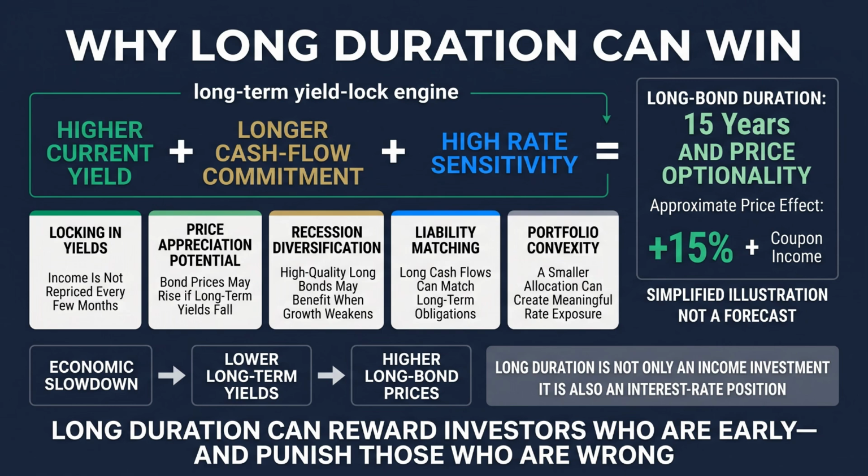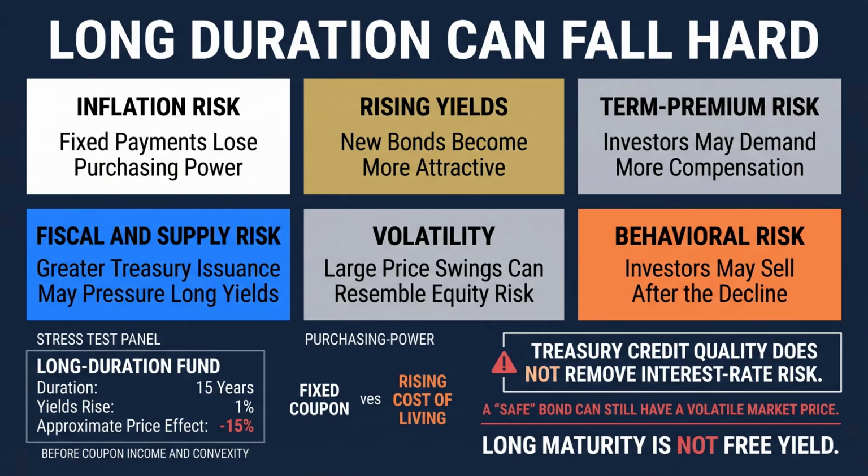But long duration is not merely an income investment, it is an interest rate position. The investor is making the portfolio highly sensitive to changes in long-term yields. That can reward investors who extend duration before yields fall. It can also punish investors who underestimate inflation, fiscal pressure, or the term premium. And those risks explain why a bond considered safe from default can still produce a very uncomfortable drawdown. Long-duration bonds can fall much harder than the word bond suggests. The first major threat is inflation. A fixed coupon becomes less valuable when the cost of living rises faster than expected.